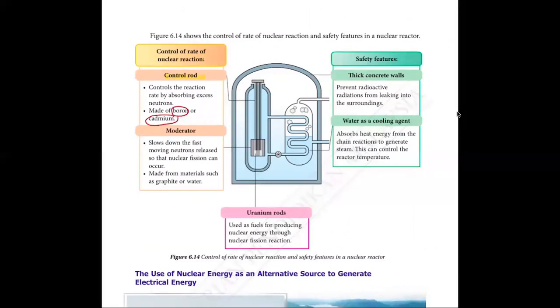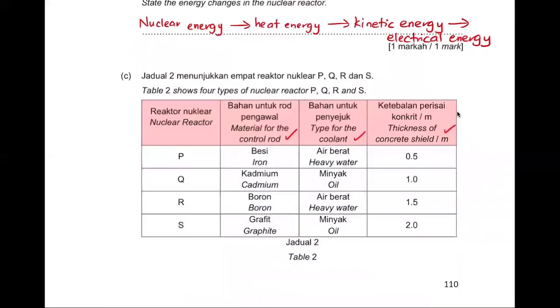And then the function of the control rod is to absorb excess neutrons. That's why it is called a control rod, to absorb the excess neutrons. So it is either boron or cadmium, kan? Boron or cadmium. So iron and graphite you can eliminate from your choice.